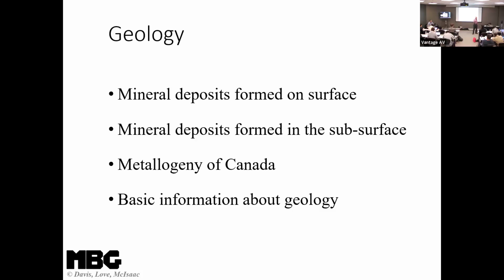We'll talk first about geology. These mineral deposits are formed either on surface or at depth. It doesn't mean that's where we will find them today, but at the time of formation, they were formed either on surface or at depth. So we'll go through these things. We'll talk about how Canada has distributed the rocks and the types of minerals we can find throughout the country. And throughout all this, you'll get a lot of information about geology, geological terms.